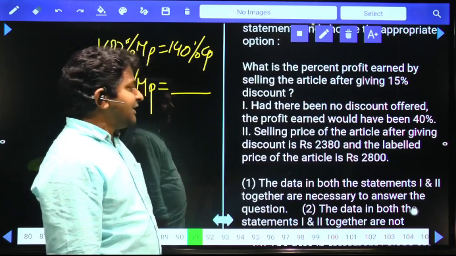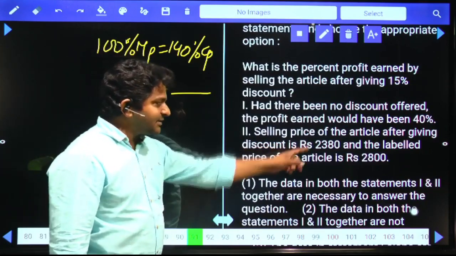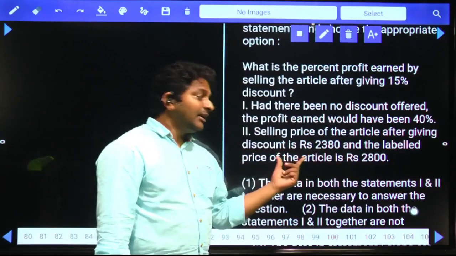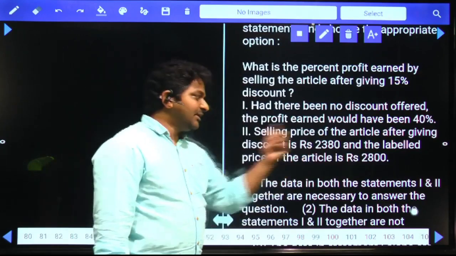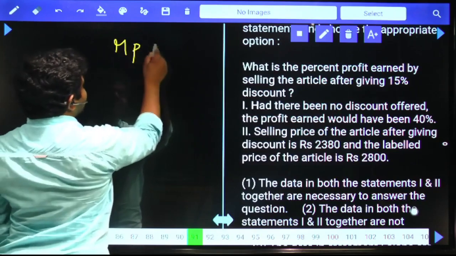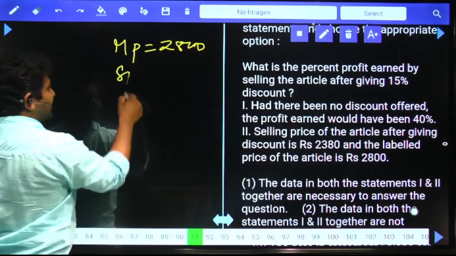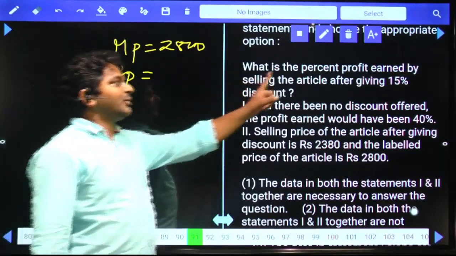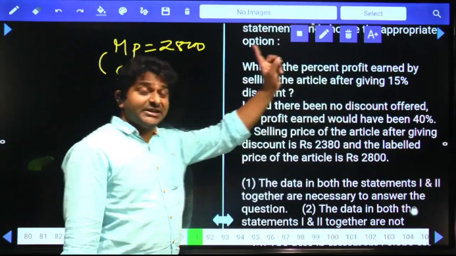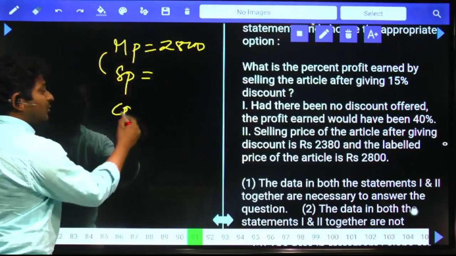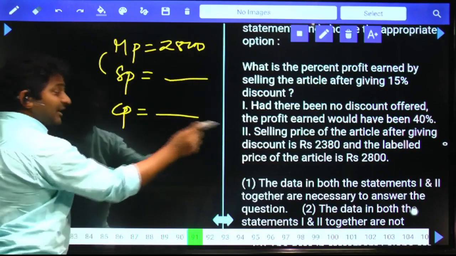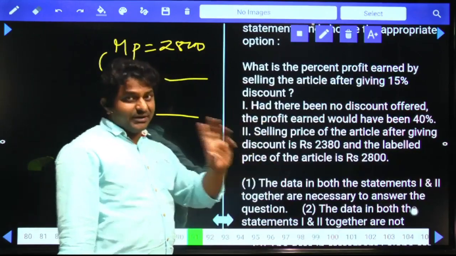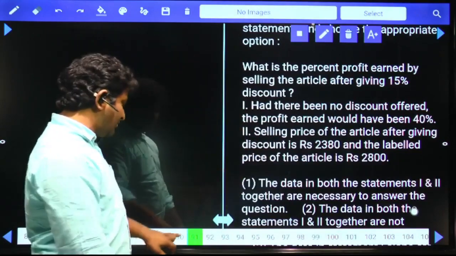The second information says, selling price of the article after giving a discount is 2,380 and the labeled price of the article is 2,800. Labeled price meaning market price. When you know market price, which is 2,800, and the selling price, we can calculate only the discount offered here or discount percentage. But our question is profit percentage. Profit percentage can be calculated only when you know cost price and the selling price. So that information is not available in the second statement. Hence only the first statement is sufficient to answer the question, but not the second one.